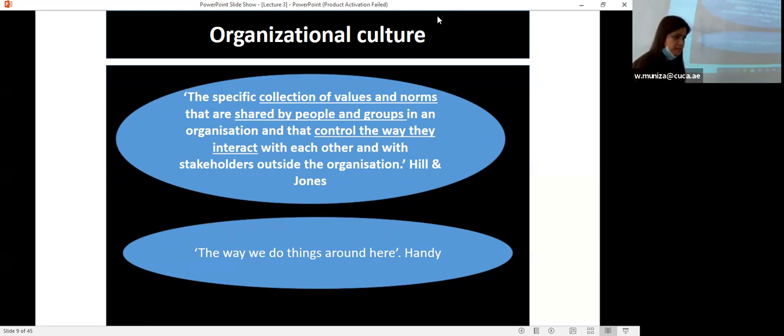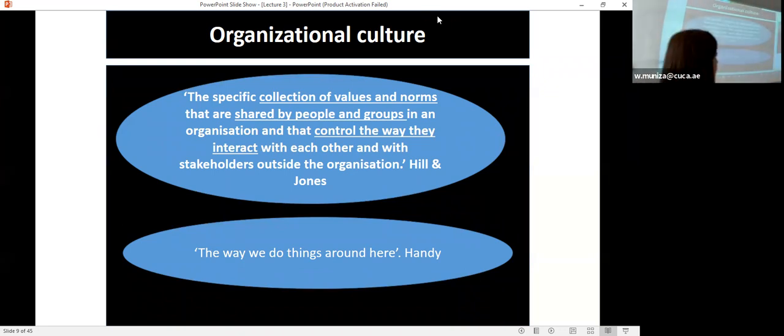What are stakeholders, students? Stakeholders are the persons or group of persons having any kind of interest in the organization. Shareholders are one of the major stakeholders of the organization. Got it? So stakeholders can be any person, receivables, payables, even government, bank authorities, taxation authorities. Hence, any person having any kind of interest in the organization is known as a stakeholder. So according to Hills and Jones, what is an organizational culture? The specific collection of values and norms that are shared by people and groups in an organization and that control the way they interact with each other and with the stakeholders outside the organization.